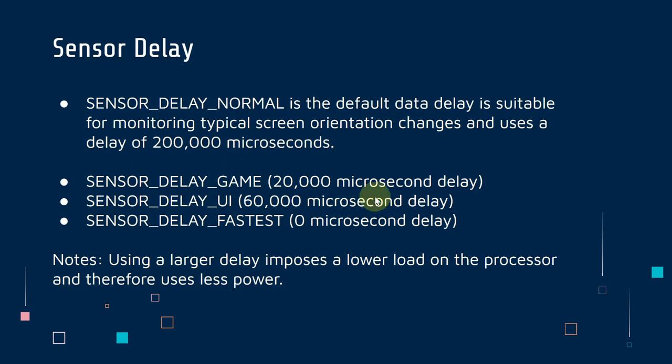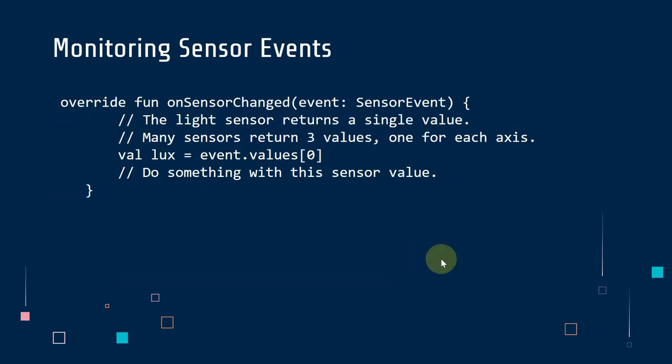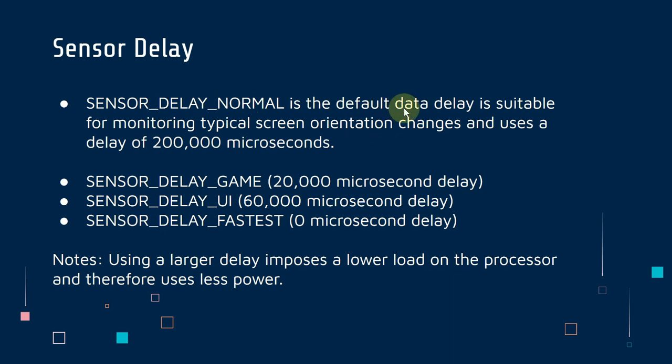Okay, as you can see here, you see this delay. What is that? The sensor delay normal is the default data delay that's suitable for monitoring typical screen orientation changes, and uses a delay of 200,000 microseconds. There are four constants or configurations to set up the delay of your sensors. If you don't want any delay, you may use sensor delay fastest, which means that the sensor always records without delay and always gives an update. Be careful with this.